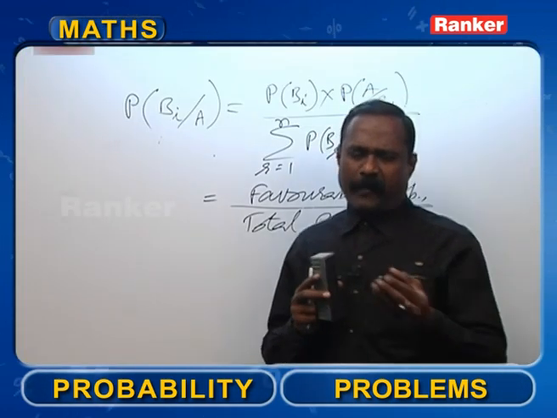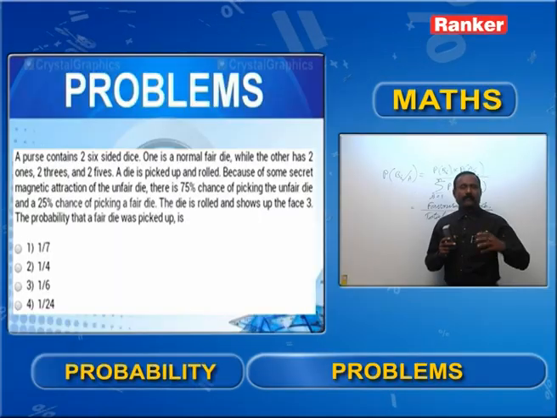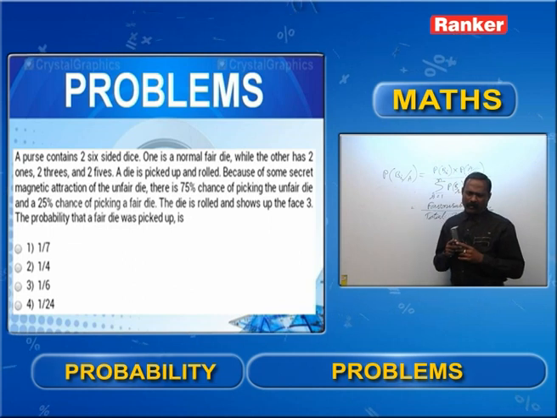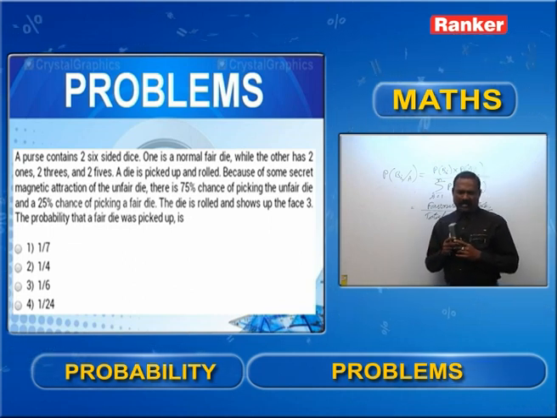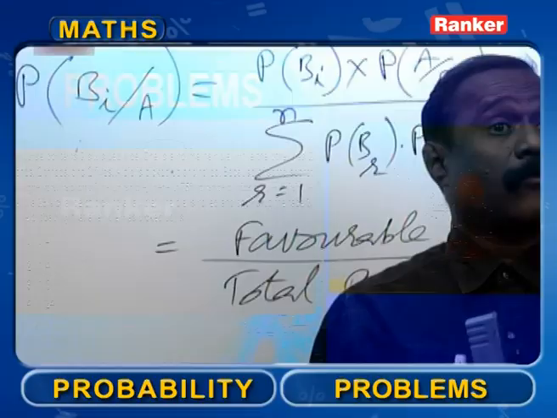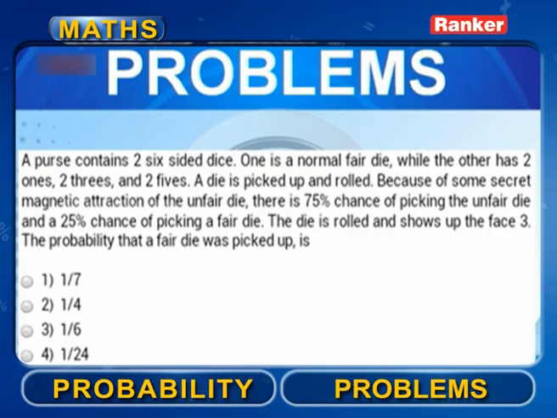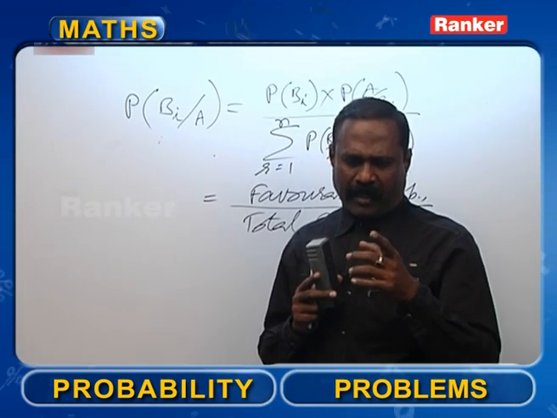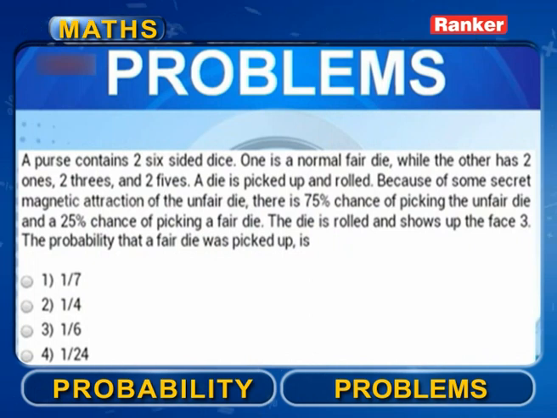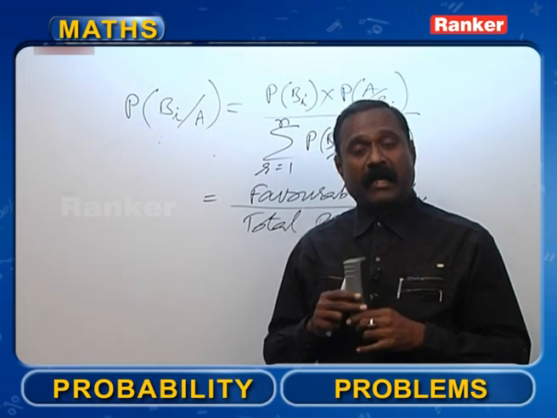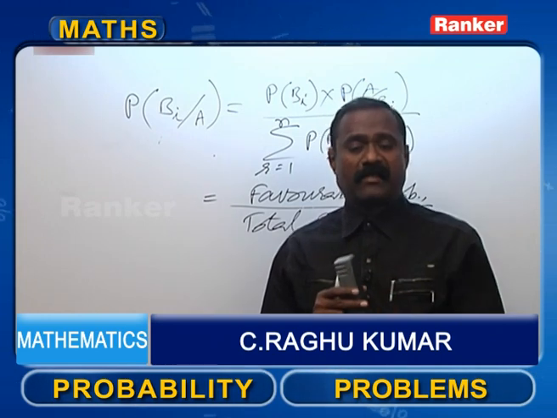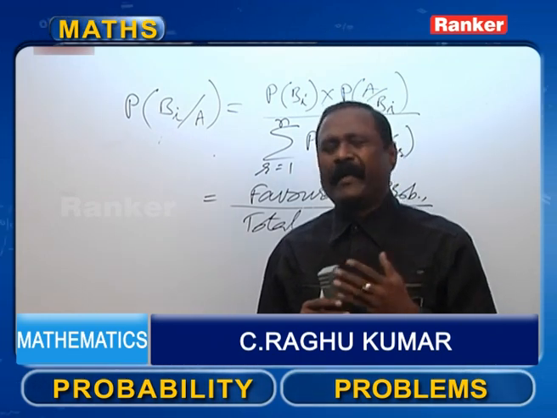Understand that. A die is picked up and rolled. Then, because of some secret magnetic attraction of the unfair die, there is a 75% chance of picking the unfair die. Understand that. The secret attraction makes it possible to pick up the second die more often. What is the second die? The second die is the biased die. It has a 75% chance of being picked up.